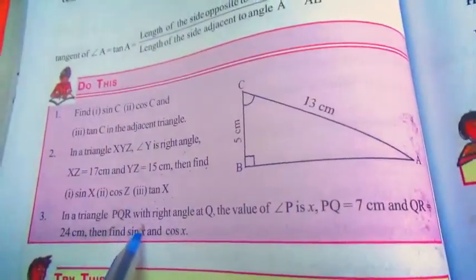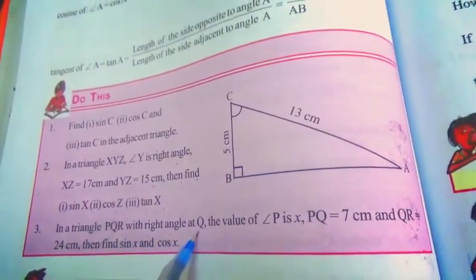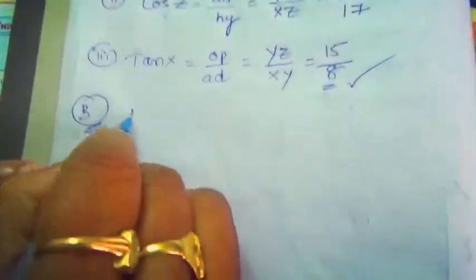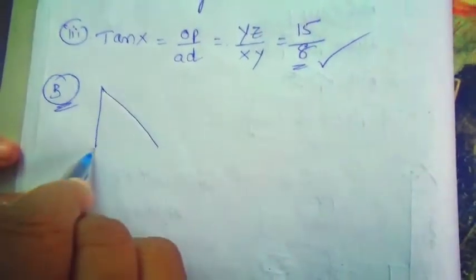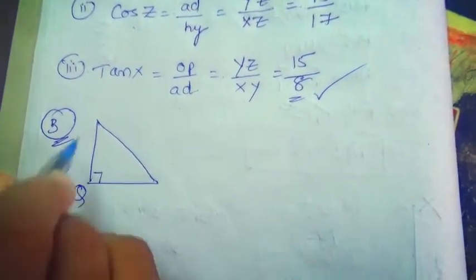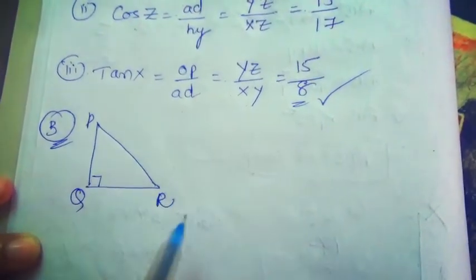Next, third question. In a triangle PQR with right angle at Q. We have to draw the picture for this. Okay, so look here, third sum. First of all, you just draw the picture of this PQR. So the right angle is at Q. So P and R you can write anywhere.